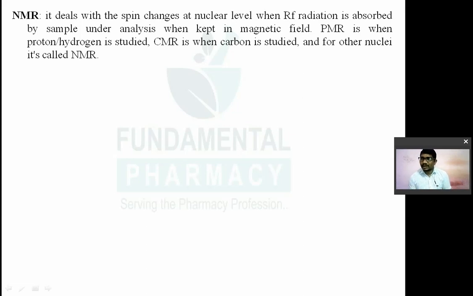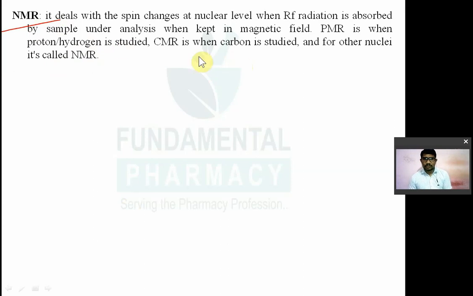So the atomic level means what? This radio frequency radiation will interact at the atomic level. So they will interact with the atom. Atom means what? Carbon, nitrogen, sulfur, whatever may be, selenium, helium, hydrogen, etc. So you can refer to the periodic table. So this spectroscopy involves the interaction of radio frequency waves at the atomic level. So NMR deals with the spins. It deals with the spin changes at a nuclear level.